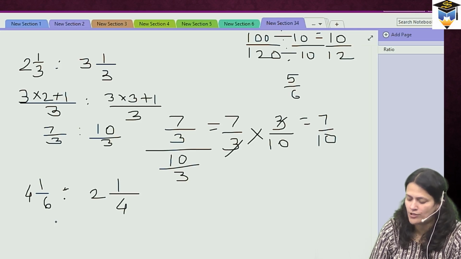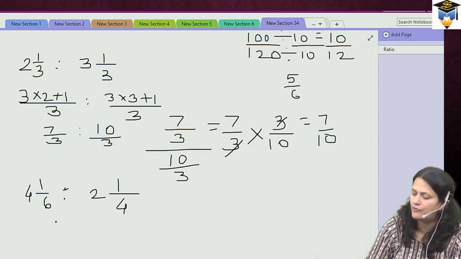So basically ratio is what? Comparison of one quantity to another quantity. That will give us ratio.